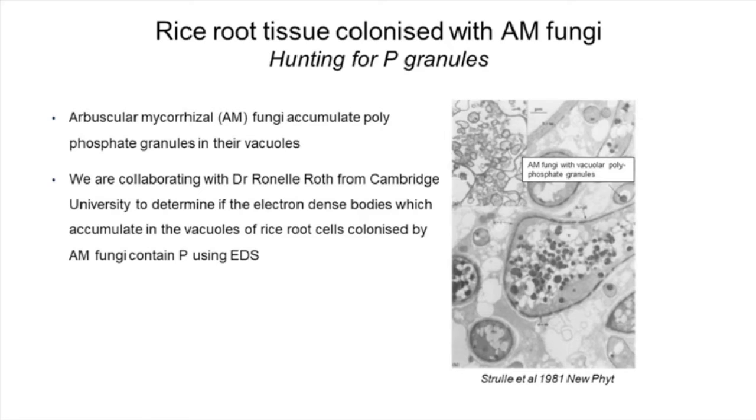This next project is also focused on mapping phosphorus. Arbuscular mycorrhizal fungi accumulate polyphosphate granules in their vacuoles. Rice root cells colonized by AM fungi contain electron-dense bodies in their vacuoles that closely resemble these granules and could therefore contain phosphorus derived from the colonizing fungus. We're working with Ronelle Roth from Cambridge University to determine if these structures in plant vacuoles do contain phosphorus using EDS.